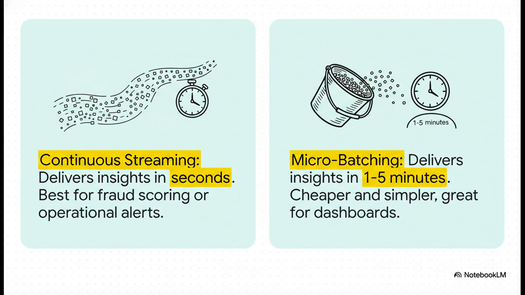You've got continuous streaming, which gives you insights in seconds, perfect for things like fraud detection, where every second counts. But for something like an executive dashboard, a delay of a few minutes is usually totally fine. And in that case, micro-batching is a much simpler and cheaper way to go.